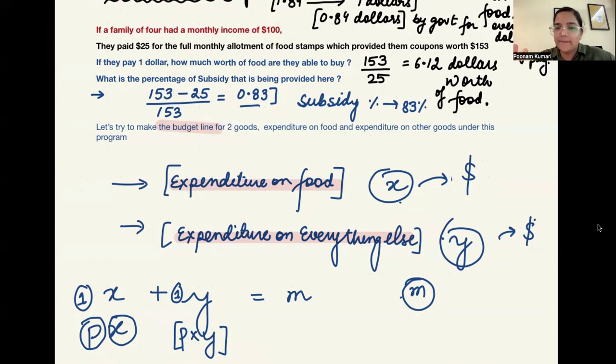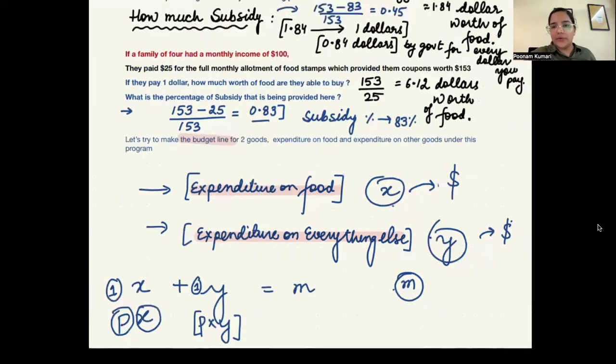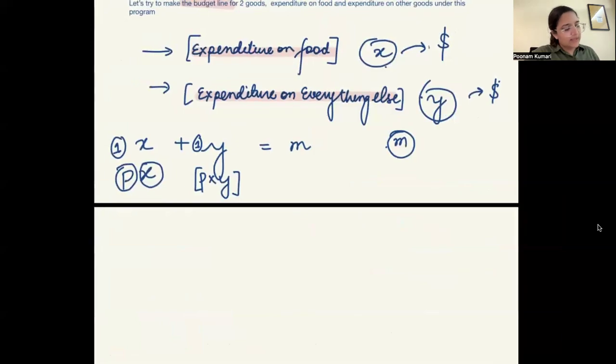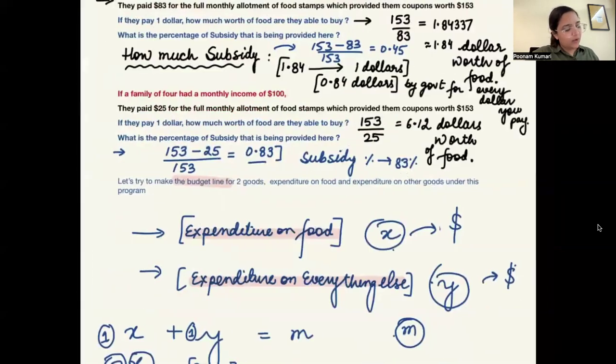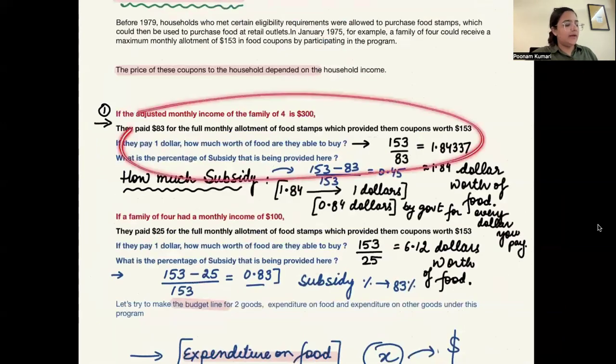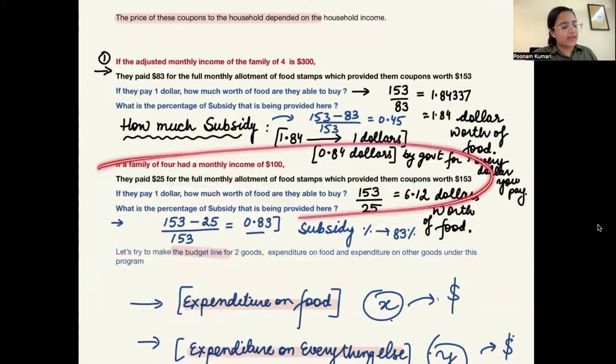Okay? Yes. So this is what we are doing. So guys, what did they tell you? My goal is to, let's say, draw the budget line in this particular scheme. You can also make the budget line in the other scheme, but let's try to make the budget line in this scheme first. Okay? So what did they tell you?